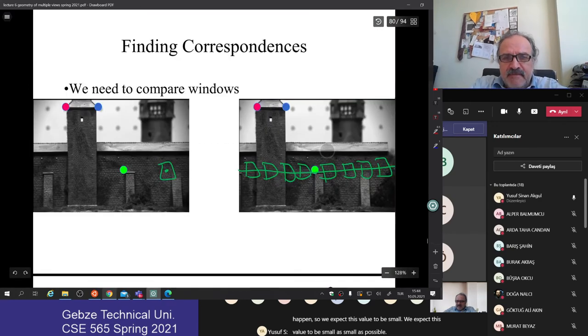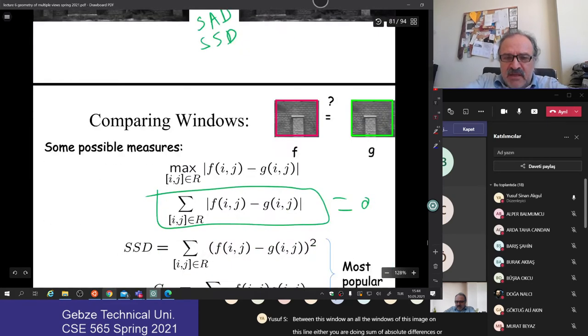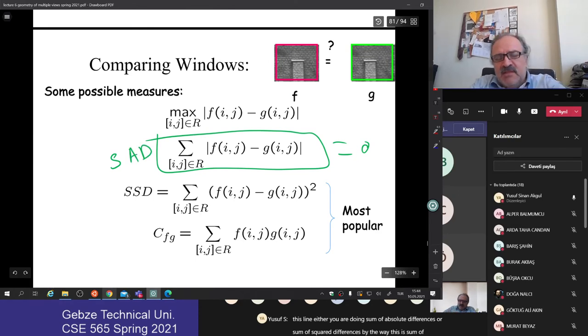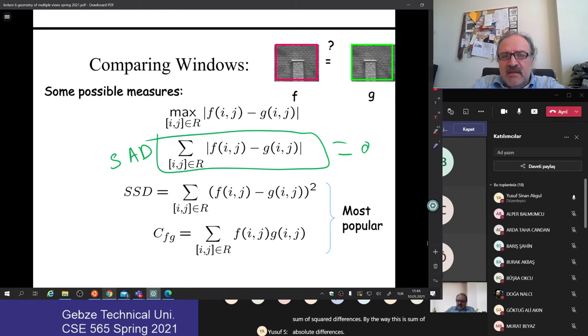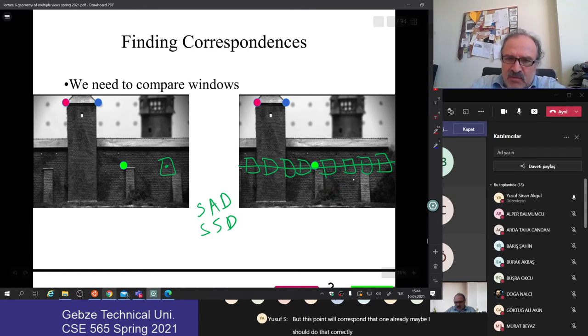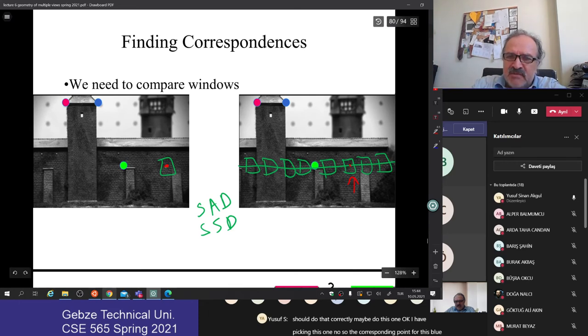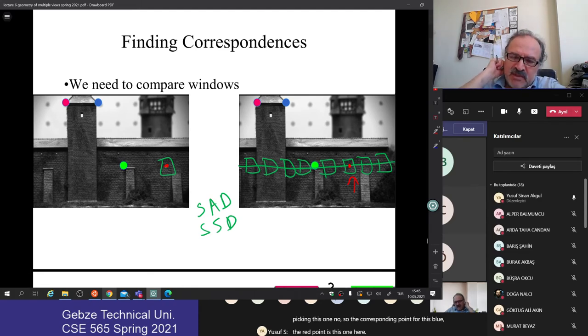So make your comparisons between this window and all the windows of this image on this line. Either you are doing sum of absolute differences or sum of squared differences. By the way, this is sum of absolute differences. Either the sum of absolute differences or SSD, then you will say that this window produced the smallest SSD, so I am picking this window. So this point will correspond to that one. Or rather, maybe I should do that correctly. Maybe this one. I am picking this one now. So the corresponding point for this blue one, the red point, is this one here. That's what I would say.